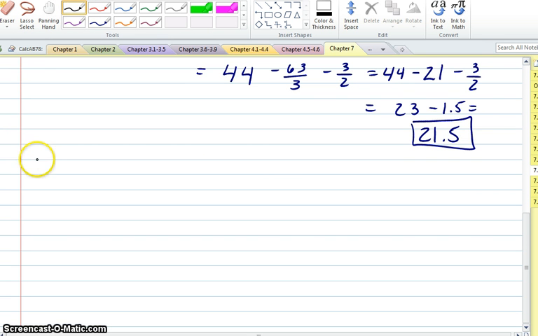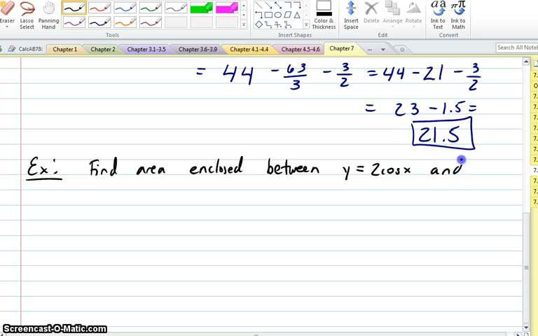Okay, so what we're going to do is look at a slightly different one. Same directions, but we're going to find the area enclosed between these two graphs: y equals 2 cosine of x, and y equals x squared minus 1. Now, I can actually graph this by hand, but then we're going to move over to the calculator, and I'm going to explain why in a second.